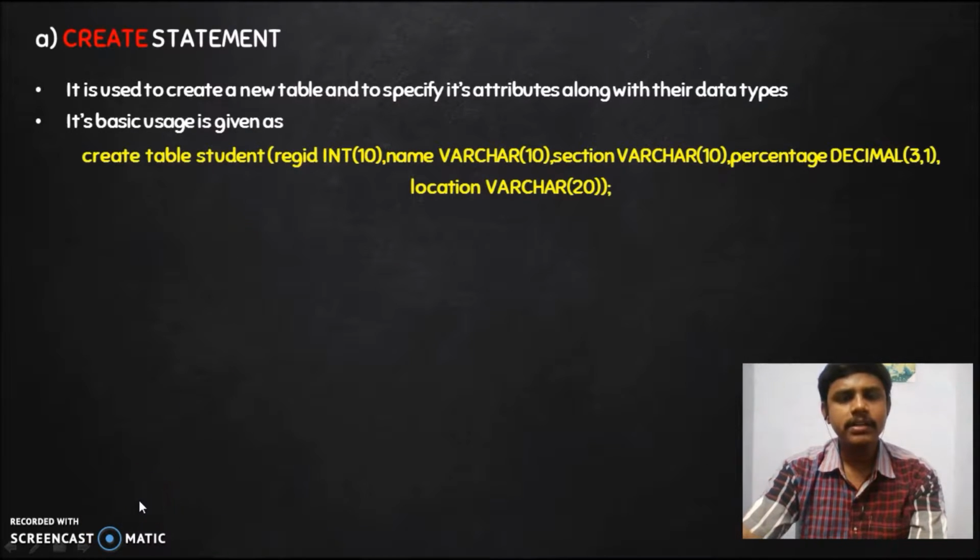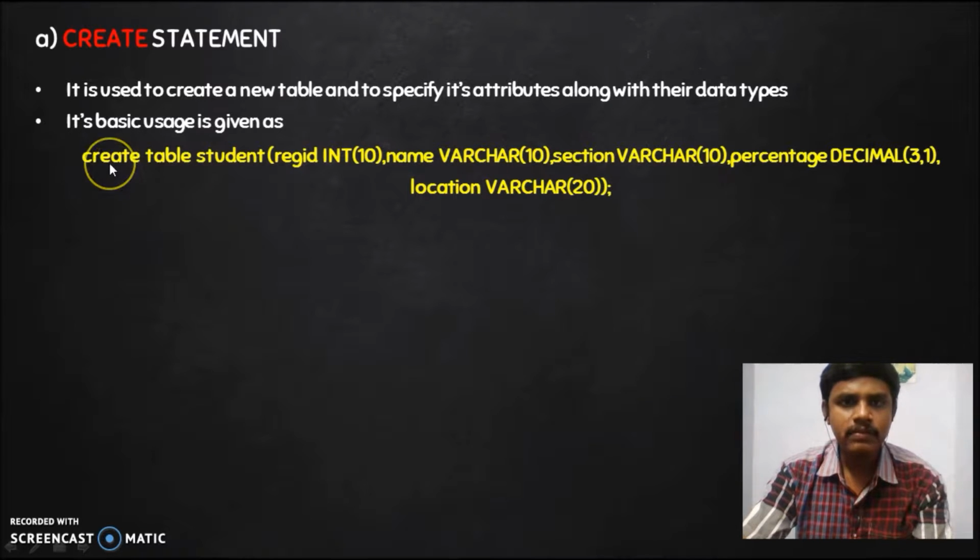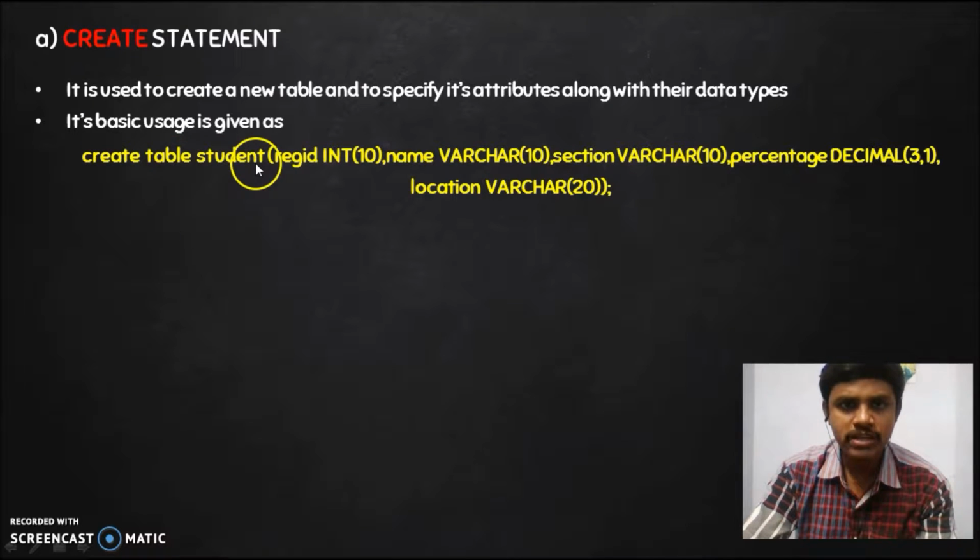The create statement is used to create a new table by defining its attributes along with their types. Consider the basic syntax of the create statement: create table, table name, along with the attributes and their corresponding data types. Consider this example. We are creating a table called student with the 5 attributes: registration ID, name, section, percentage and location. Registration ID is of type integer; name, section and location are of type varchar; and percentage is of type decimal.